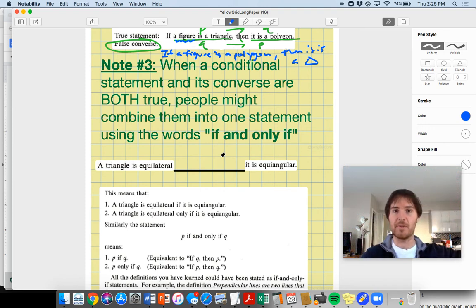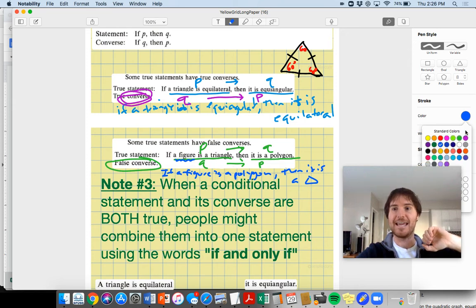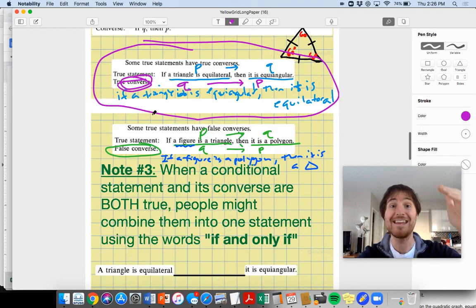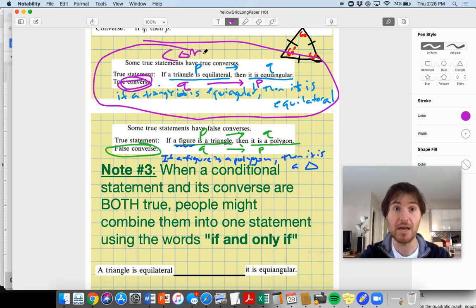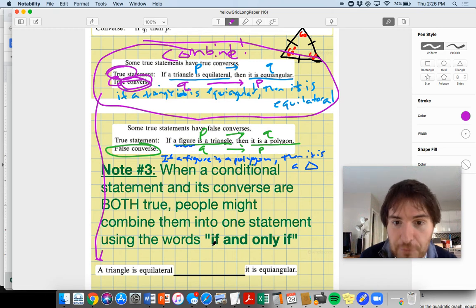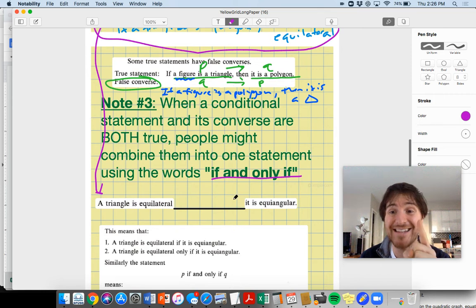So if a conditional statement is true and its converse is also true, like in this case right here, they're both true. We can combine them, because they're both true. We're going to do that down here, using this phrase, if and only if. So you guessed it, this is how we're going to change this to a combined statement that tells us two facts, two if-then statements stated in only one sentence.